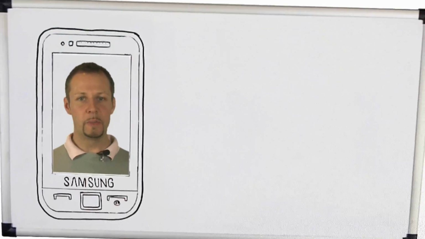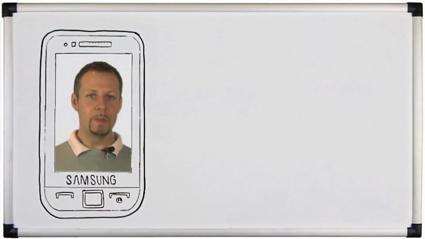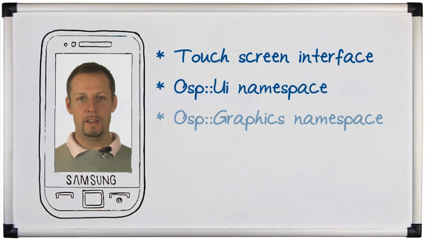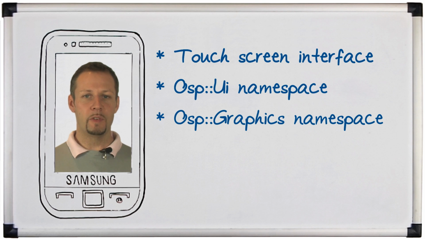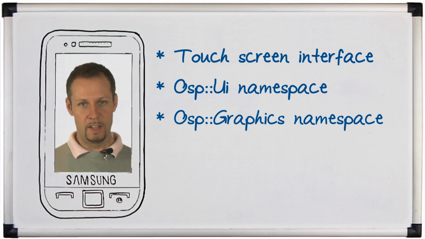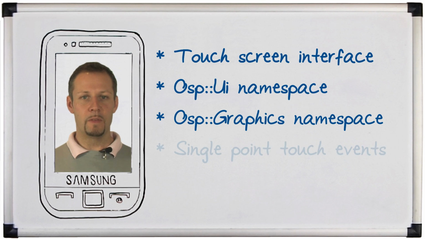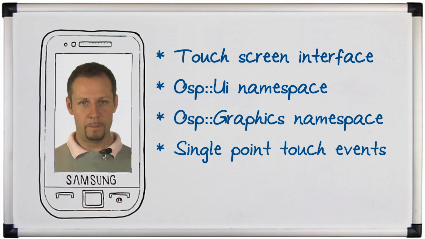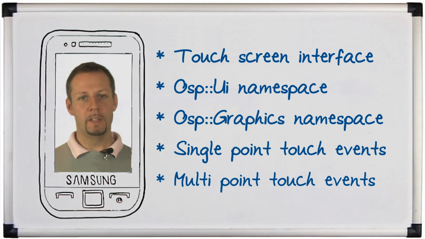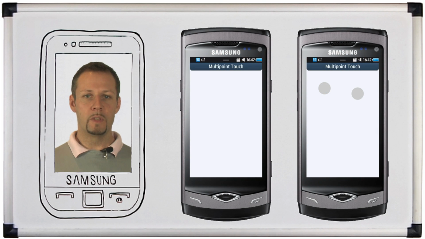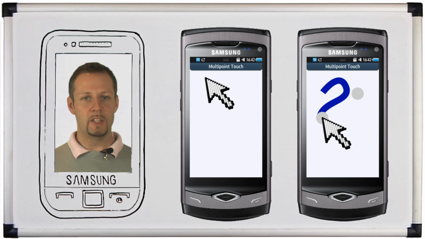In this video, we showed you one way to create an attractive user experience with bada. We made use of the touchscreen interface, where I introduced you to bada's UI and graphics namespaces, and some of the related classes and interfaces. The first code example covered basic functionality and event handling with respect to single-touch events. And the second code example showed you how to support multipoint touch events. Both examples were tested in a simulator, which can simulate single and multipoint touches.